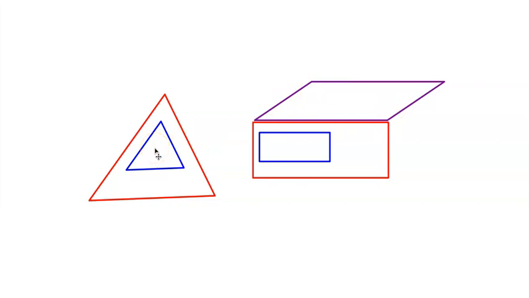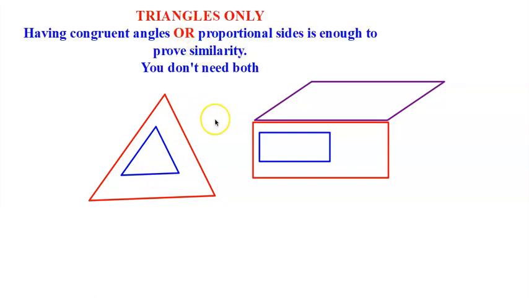So what that means is that as long as those angles are the same, the sides are automatically going to be proportional. It also means as long as the sides are proportional, the angles are automatically going to be congruent. So for triangles only, having congruent angles or proportional sides is enough to prove similarity. You don't need both. If you have more than three sides, you got to have both. You got to have congruent angles and proportional sides. But with a triangle, one or the other is good enough.